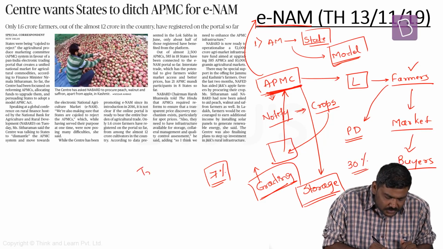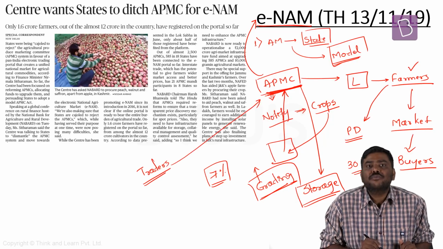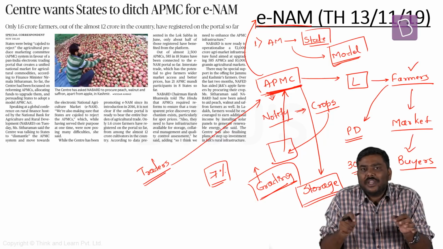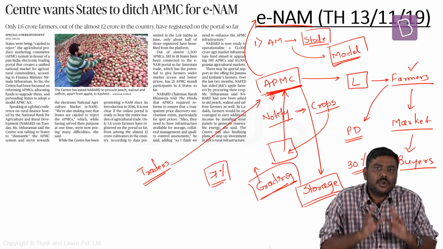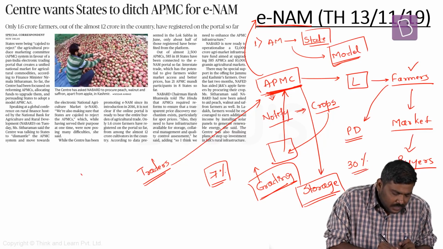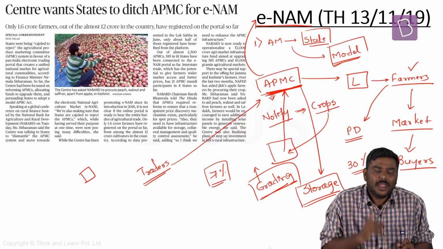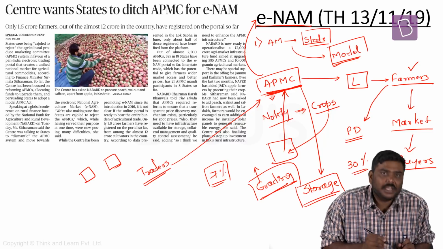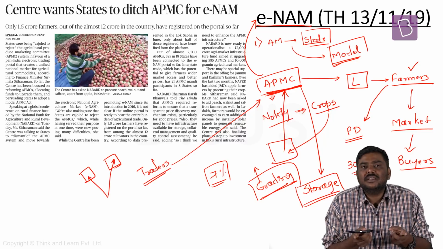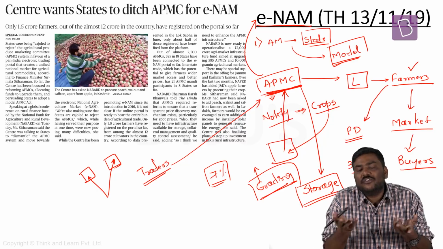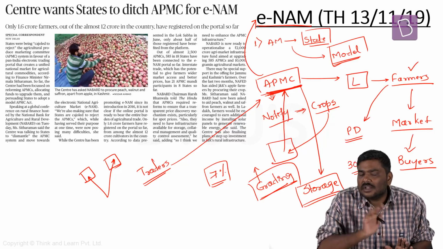Third, whenever traders wanted to trade in these particular mandis, they were supposed to take multiple licenses when they were supposed to trade in multiple mandis. What do you mean by this? Let's say hypothetically, here is one APMC mandi and here is another one APMC mandi. Now, if the same trader wants to trade in both of these particular mandis, they were supposed to take two different licenses. That was the third concern.